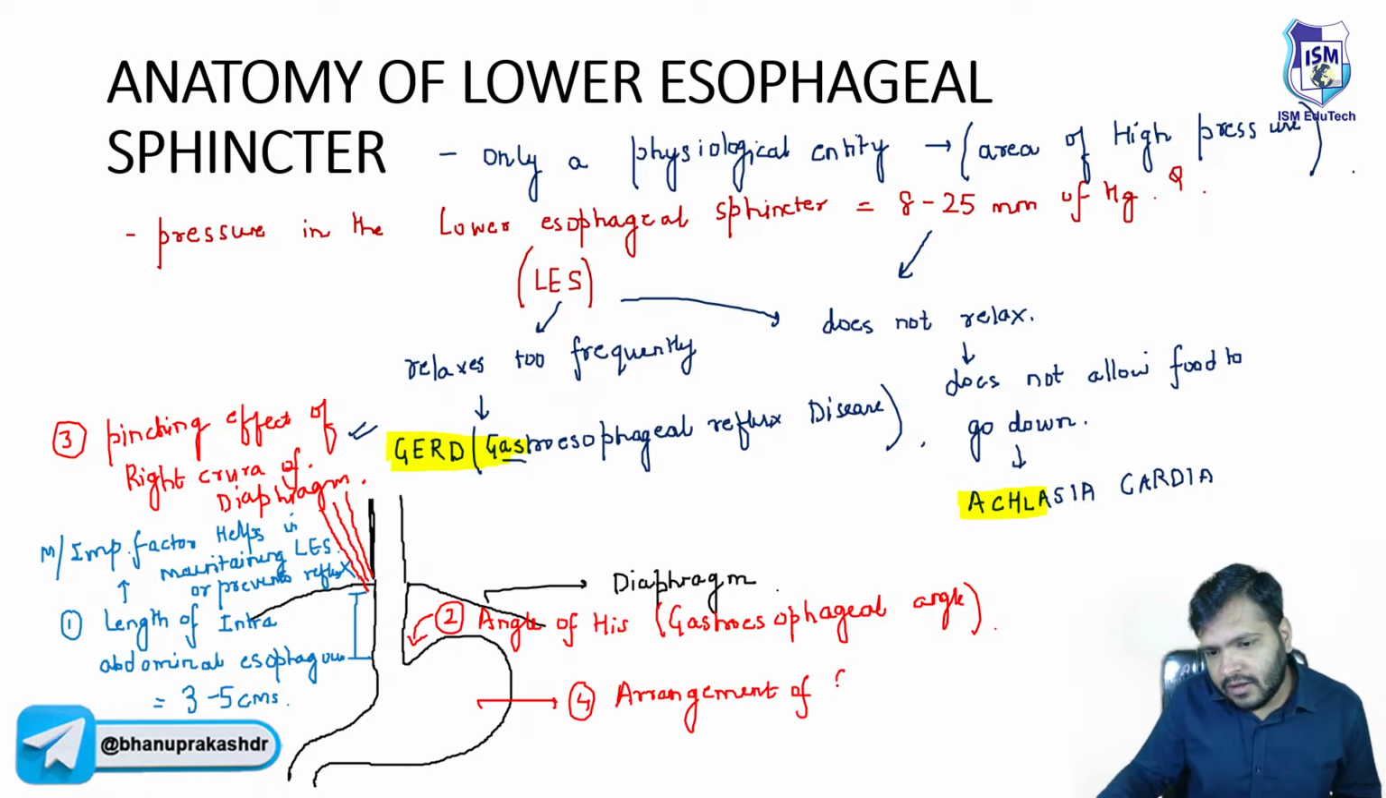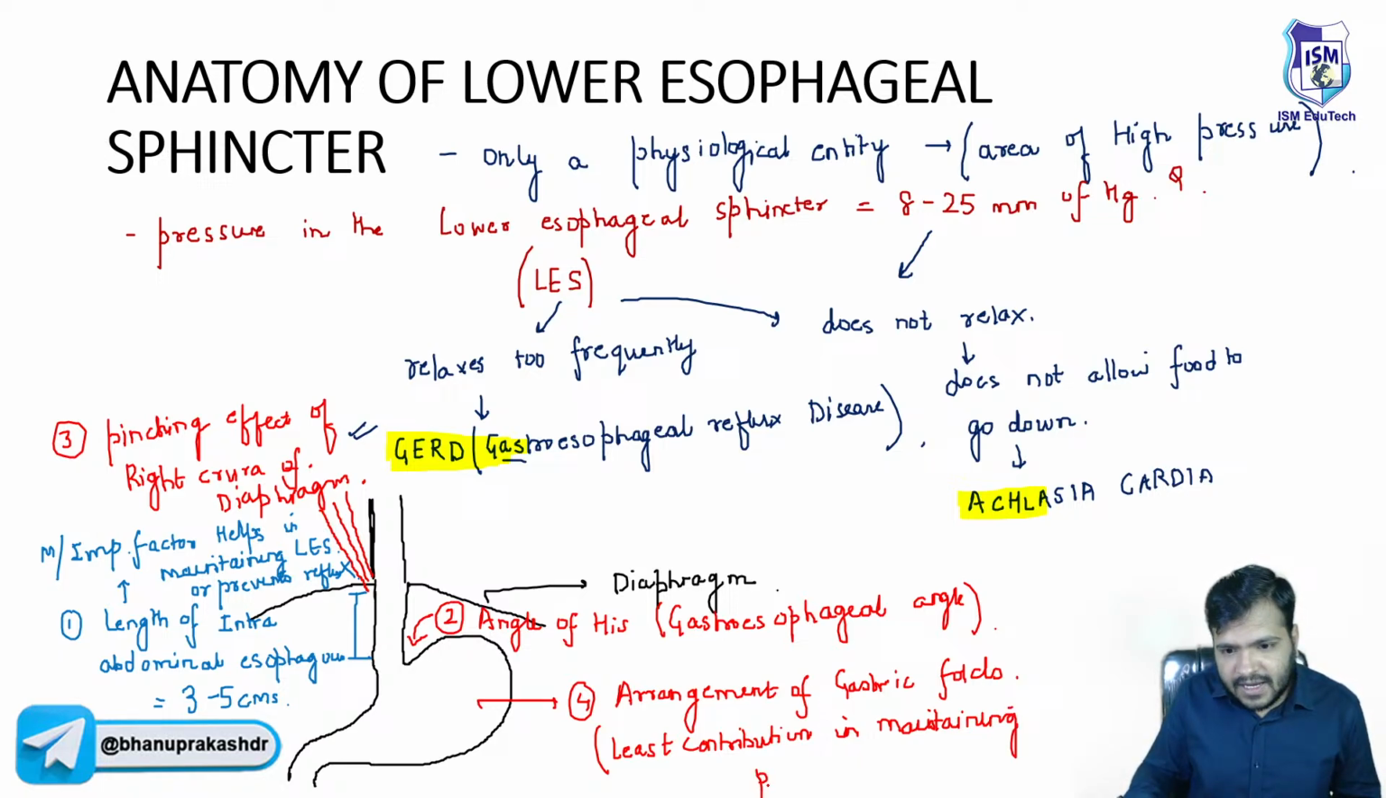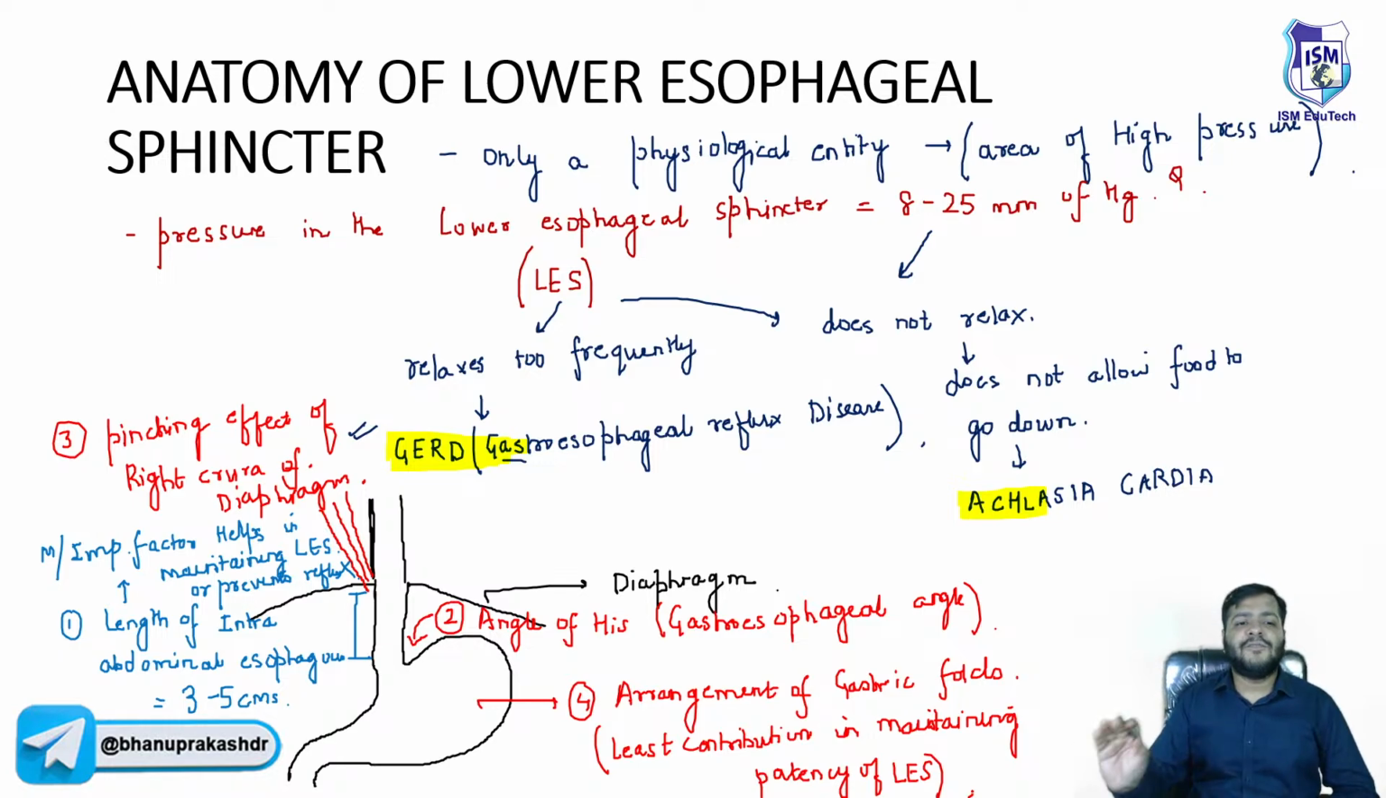Arrangement of gastric folds. And remember, it has the least contribution in maintaining the patency of the lower esophageal sphincter. So there are four factors, beta, that help in maintaining the patency of the lower esophageal sphincter.